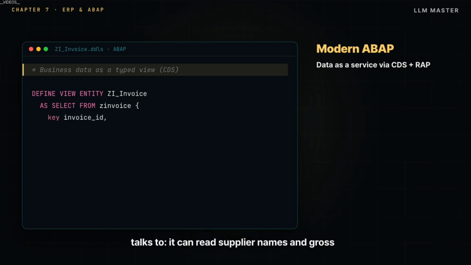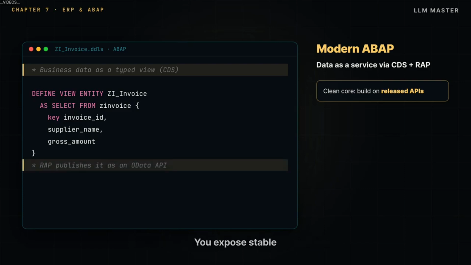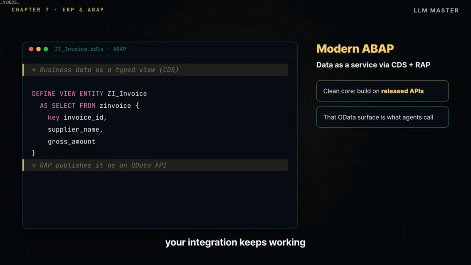It can read supplier names and gross amounts, and through RAP actions, it can trigger business logic in a controlled way. The reason this matters for you is the principle called clean core. You don't hack the standard system, and you don't bury AI calls deep inside frozen code. You expose stable, released APIs, and you build against those. When SAP upgrades the system underneath, your integration keeps working. Data as a service is the ABAP idea you'll lean on constantly.